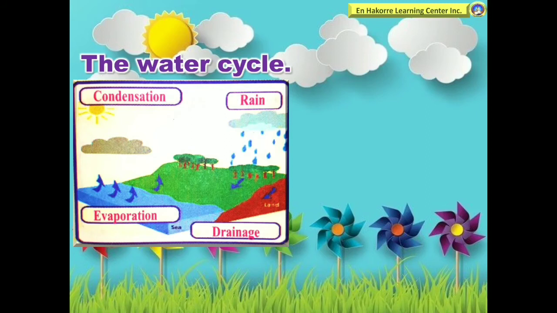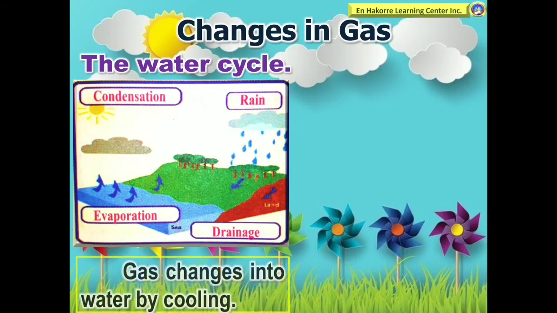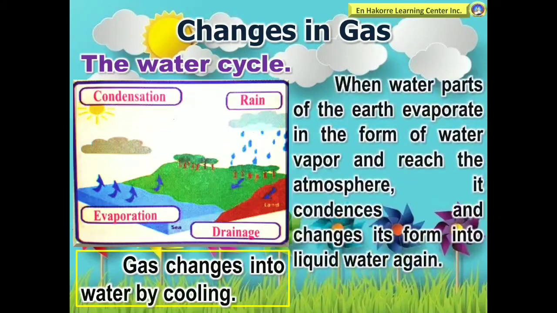And the last one we have here, the water cycle. So the water cycle is an example of changes in gas. When the water parts of the earth evaporate in the form of water vapor and reach the atmosphere, it will condense and change its form into liquid water again, in the form of rain. So gas changes into water by cooling. So again, this is an example of changes in gas.